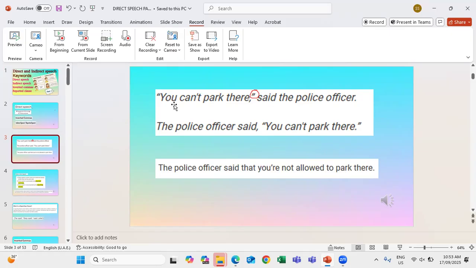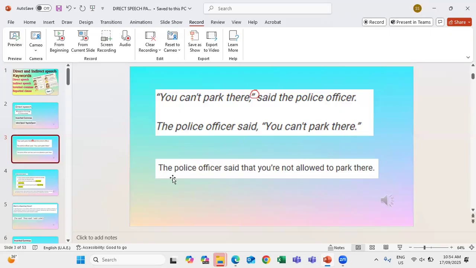Now, the way of writing the sentence is different. Here I can see it's written, "You can't park there." What I cannot do, that is written first. And who said it? That is the second part. And in the second example, the police officer said, who said the words, that is written first. And "You can't park there," what was said, is written as the second part of the sentence.